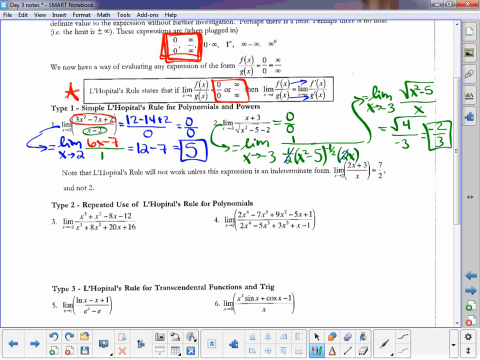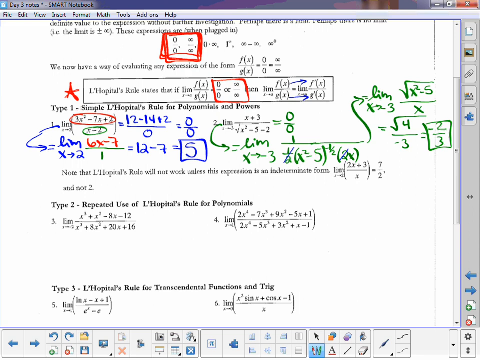Alright, now I want you to be careful. Don't get L'Hopital happy. You have to make sure that it is in the indeterminate form 0/0 or infinity over infinity before using it. So don't automatically assume. Always, always, always do direct substitution first, regardless of what limit you have. But if you get in this form, go crazy with L'Hopital. Alright. So note, it only works if it's in the indeterminate form.